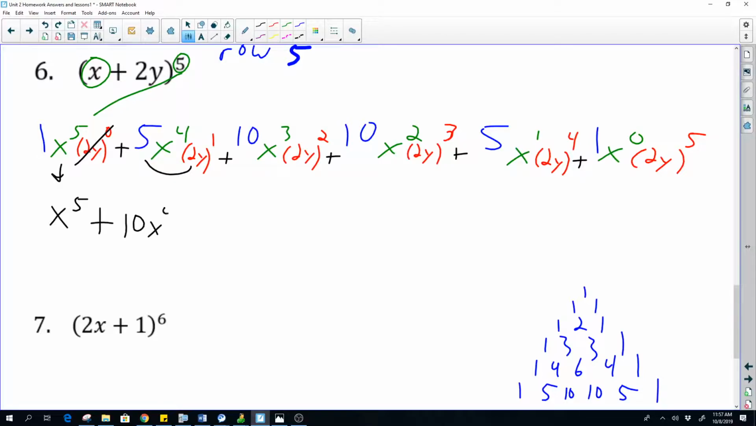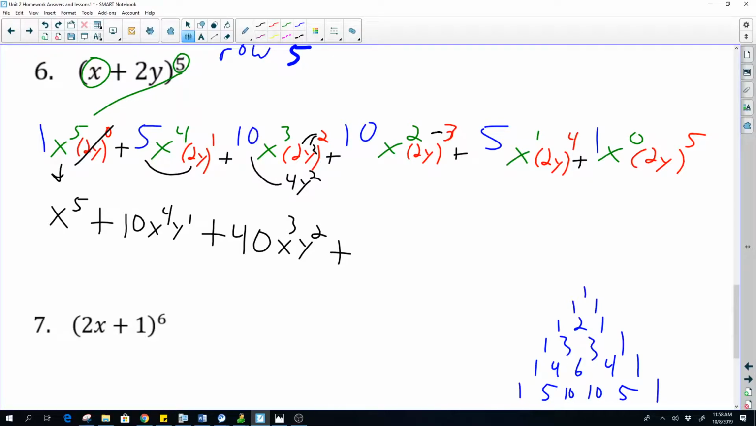Let's do x to the 4th first, then y next. Plus, now we're going to distribute that. So 2 times 2 is 4y, and 4 times 10 is 40. And then bring down the x to the 3rd power and y squared. Don't forget the squared. Excellent. Plus, so that 10 became a 40 now.